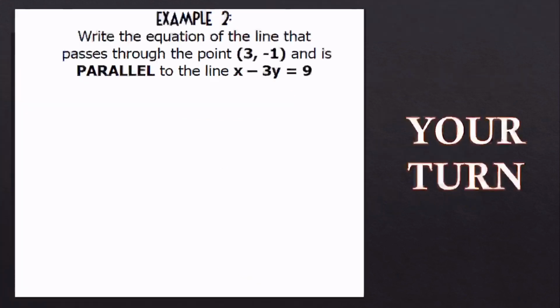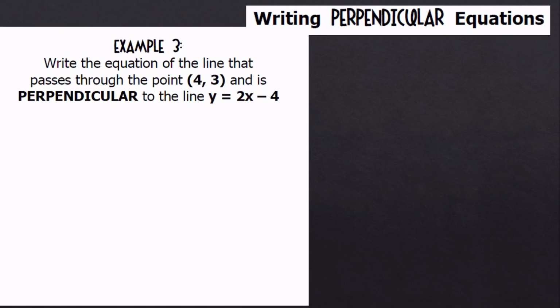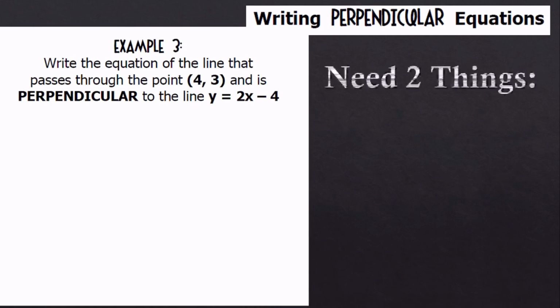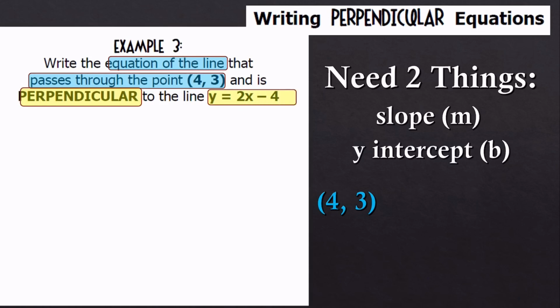So now it's your turn. You can use slope-intercept or point slope, whatever you choose, but you need to write the formula. This is the same exact thing, except now my line is perpendicular. I still need two things. I still need a slope and a y-intercept. I'm going to be writing the equation of a line, and the line I am writing has 4, 3 as a solution. But my equation is perpendicular to this line, meaning its slope.